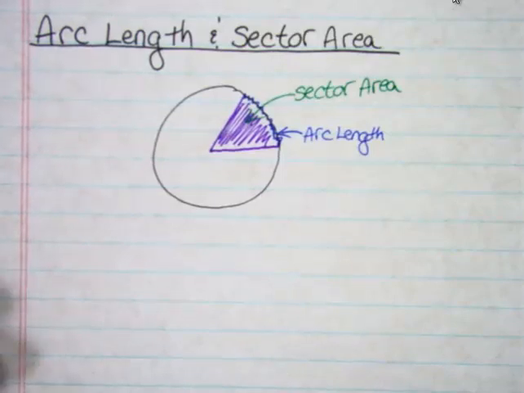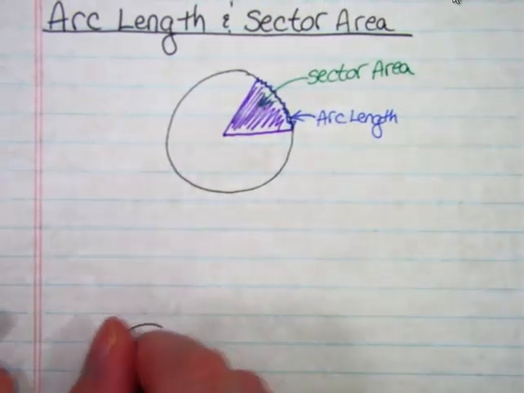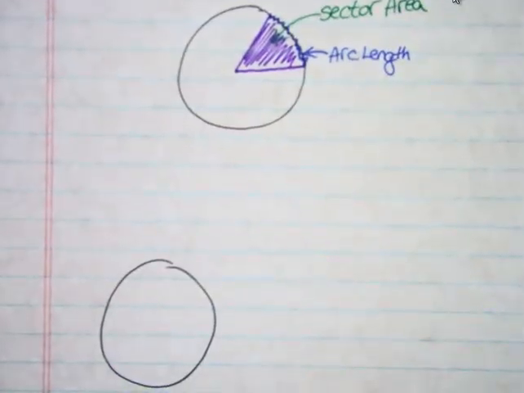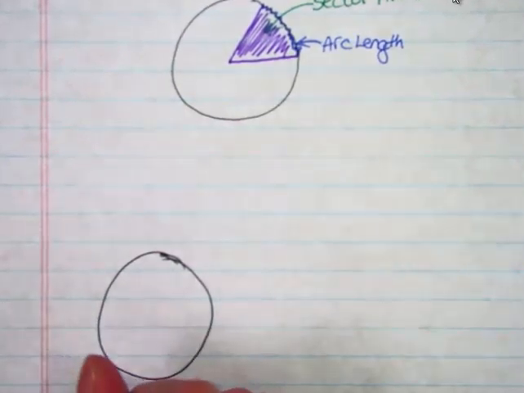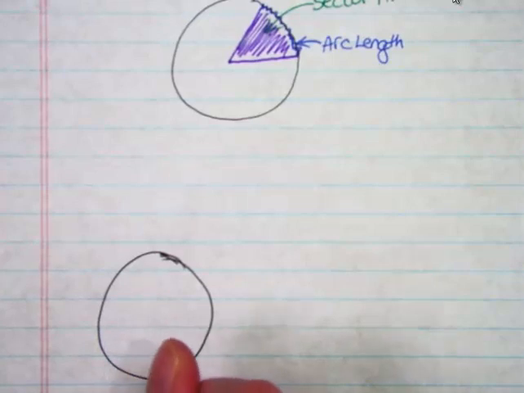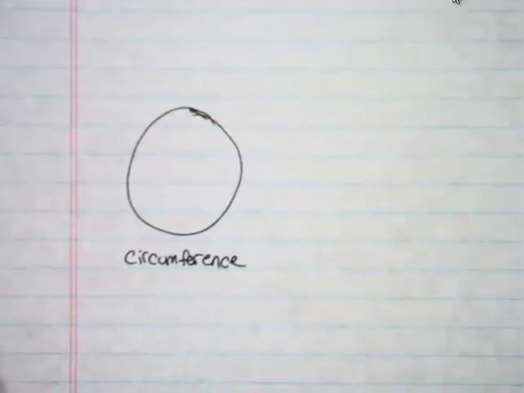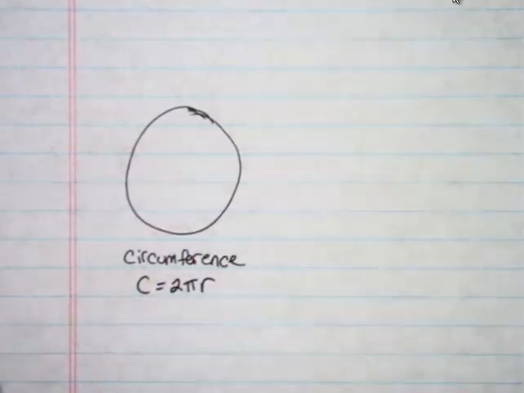So let's take a look back at what you know about circles themselves. So here we have a nice circle, and we're going to look at the entire pizza. If I wanted to find how much of that crust I was eating, the distance around the outside, what do we call that? Circumference. And do you remember the formula for circumference? C equals 2 pi r.